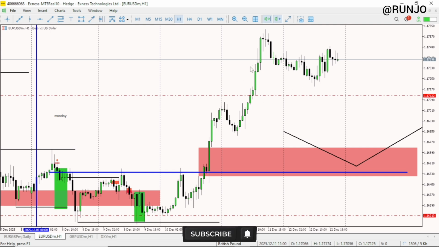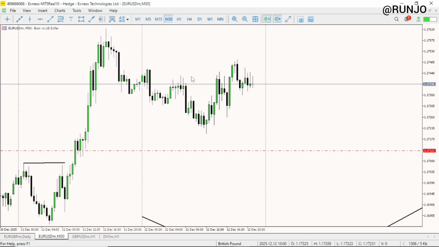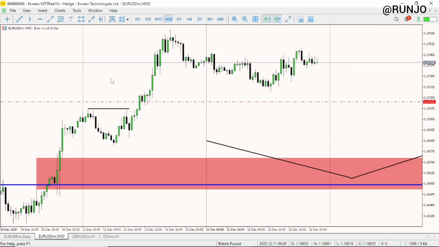When it came to Thursday, I was looking for a long, but I didn't get anything because in London I couldn't see anything. But when it came to New York, I had something like this. I had this idea that since the market has shifted and taken out this high, I had a lower time frame 30-minute level. So for me, I wanted to see the market retrace down at least into this for me to take a long. But the market failed. It just continued pushing higher.